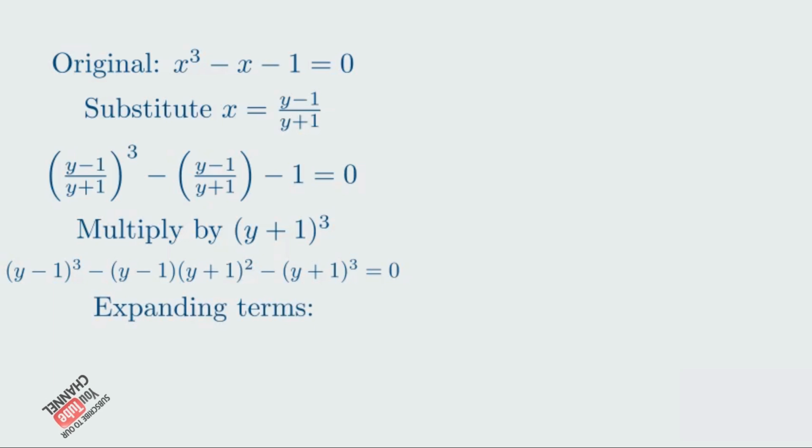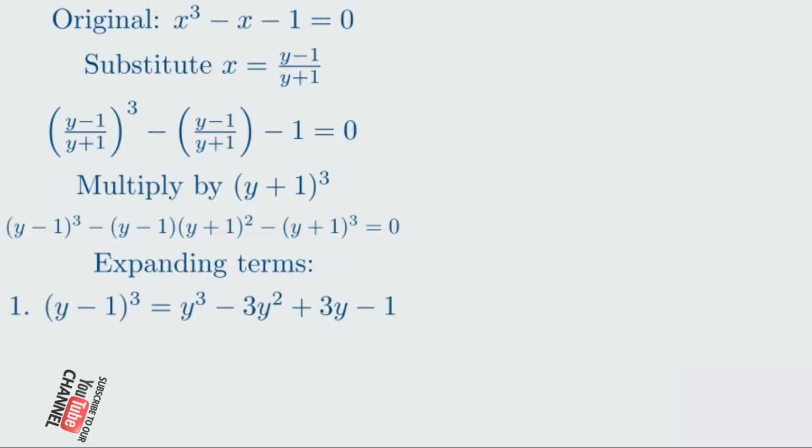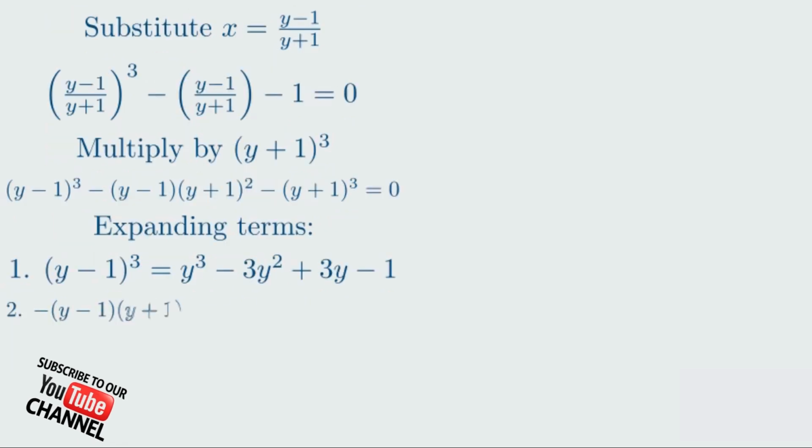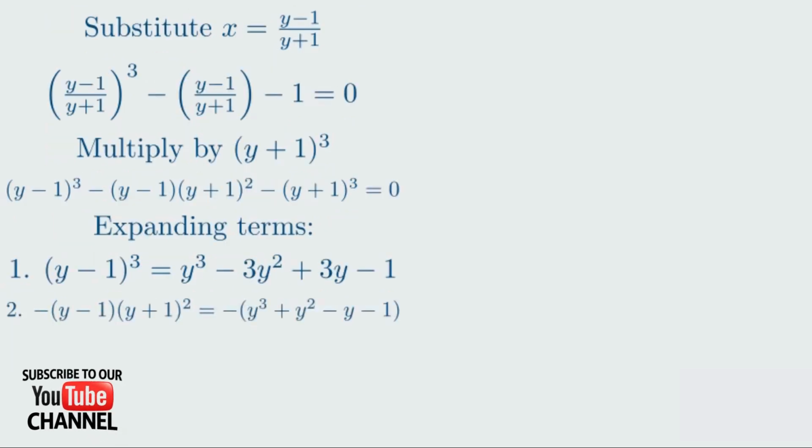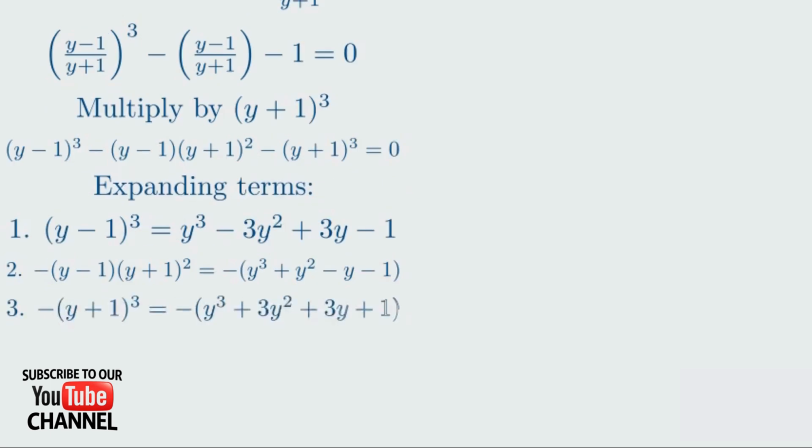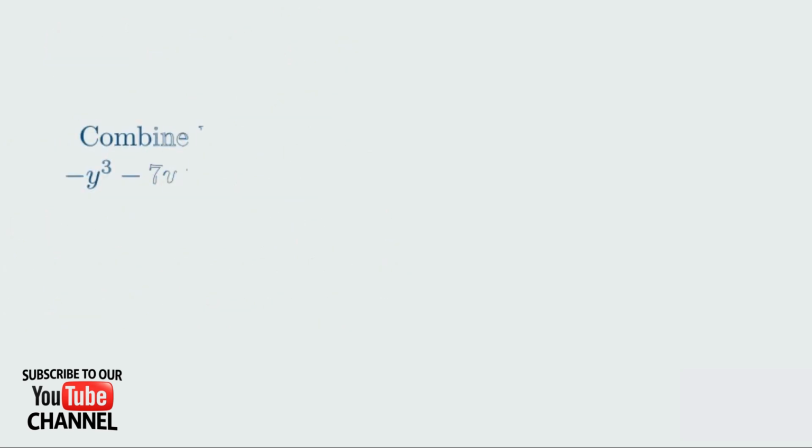Let's do them one by one. First, (y minus 1) cubed expands to y cubed minus 3y squared plus 3y minus 1. Next, (y minus 1) times (y plus 1) squared expands to y cubed plus y squared minus y minus 1. Don't forget the negative sign in front. Finally, (y plus 1) cubed expands to y cubed plus 3y squared plus 3y plus 1, also with a negative sign in front. Let's combine all our like terms together.